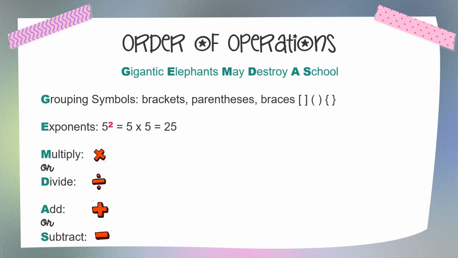So first of all, gigantic stands for grouping symbols, and the grouping symbols may be brackets, parentheses, or braces. Next, we have elephants. The letter E in elephant stands for exponent. The exponent is the power to which a base number is elevated to. So in this case, we have 5 squared, or 5 to the second power, which stands for 5 times 5, that is equal to 25.